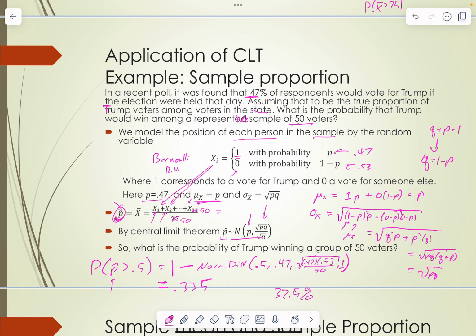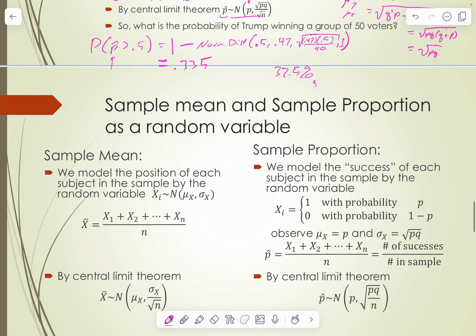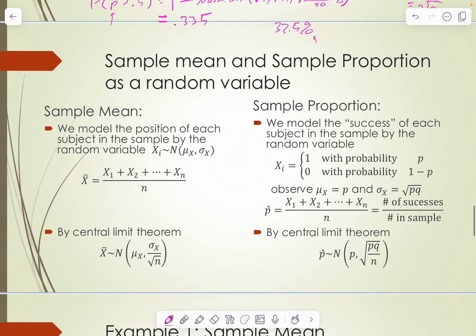Now, Harris's population proportion was 50%. And so the probability of Harris winning is going to be much higher than that. Okay, let's summarize now. So for the sample mean, we have this distribution of things that we are trying to sample from. And if that distribution is normal, then your sample mean will be normal. If your x here is not normal, then this thing still might be normal if n is greater than 30.